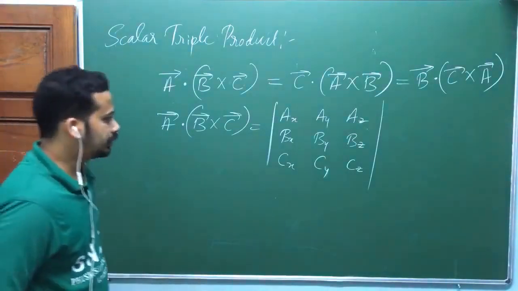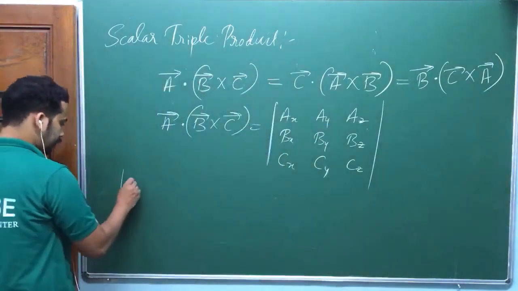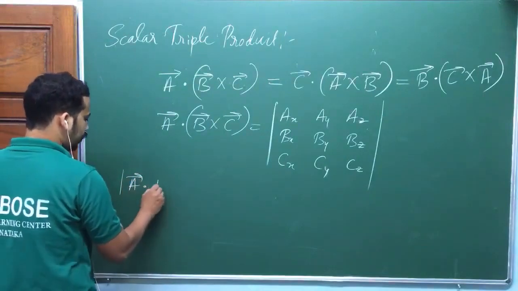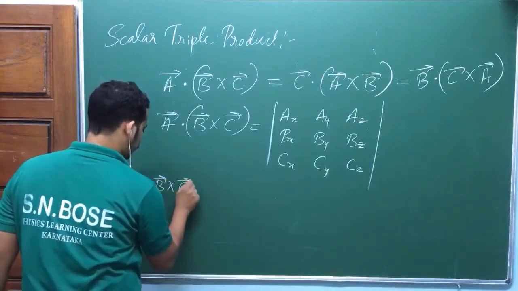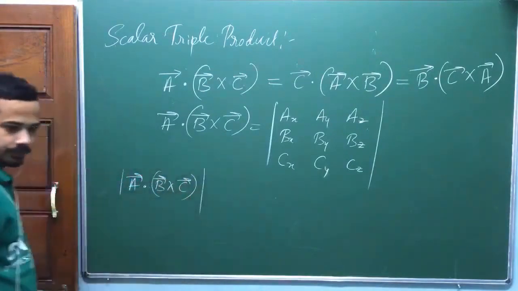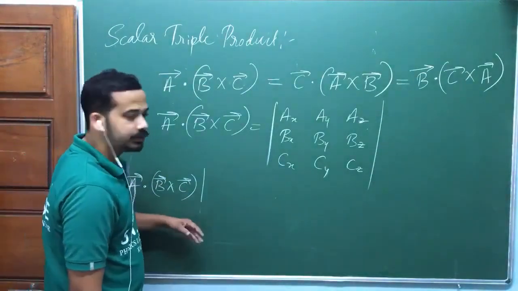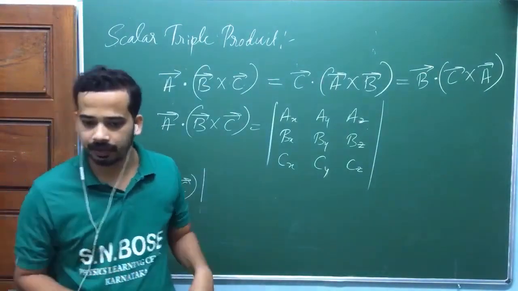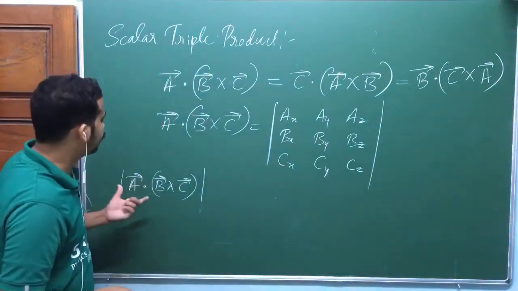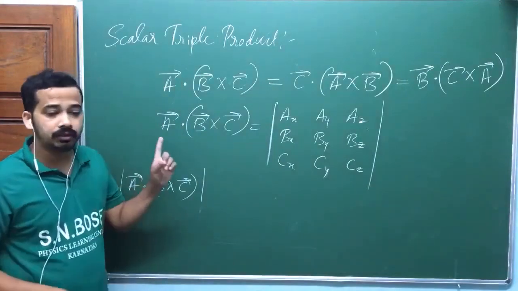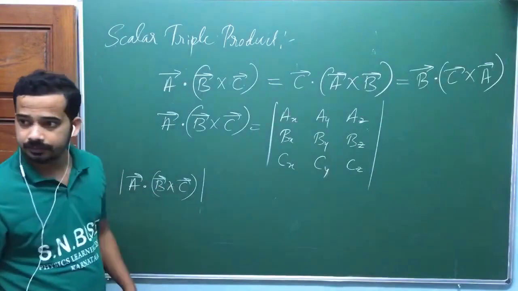And one more thing: what is the geometrical significance of this, the magnitude of A dot B cross C? Anyone quickly? Yes, this is equal to the volume of the parallelepiped, just similar to the magnitude of A cross B, which was the area of the parallelogram, am I right? Similarly, the magnitude of the scalar triple product is equal to the volume of the parallelepiped formed by these three vectors.